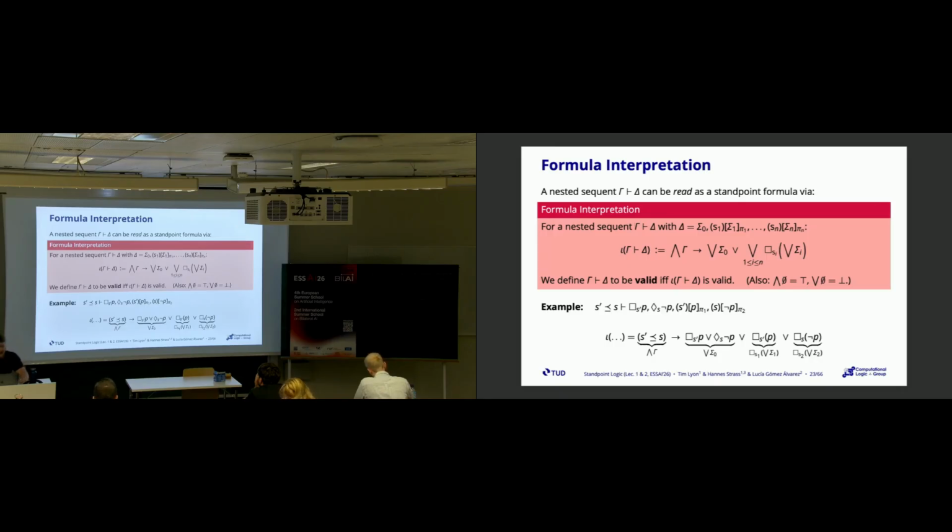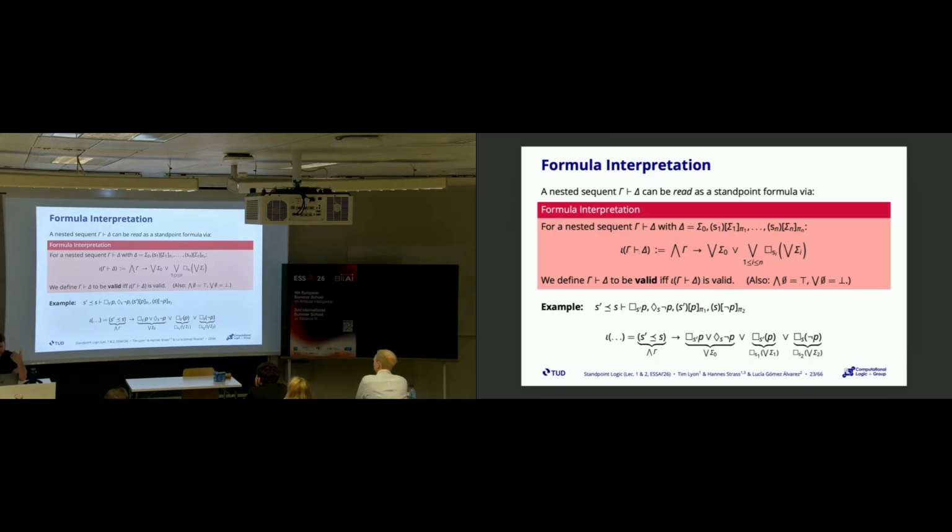So given a nested sequent of the form gamma turnstile delta, where delta has this particular shape, which is the general shape of a consequent, we're encoding a tree of at most depth 1. The formula interpretation, which is denoted by iota, takes that nested sequent and maps it to the following formula. And we really view a nested sequent as being logically equivalent to its formula interpretation.